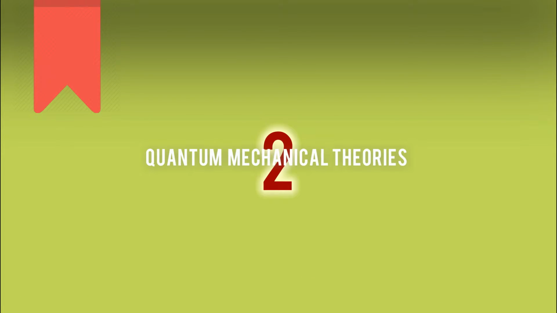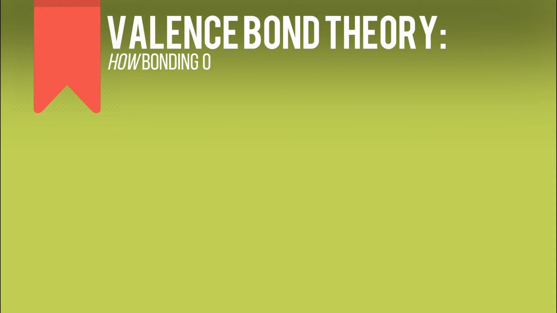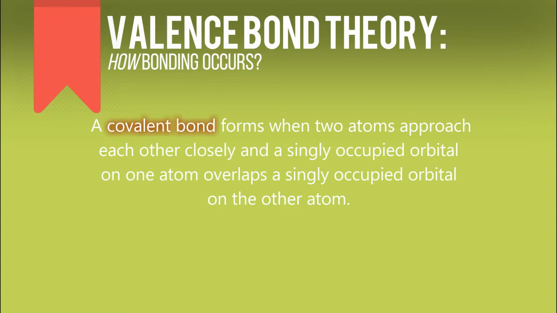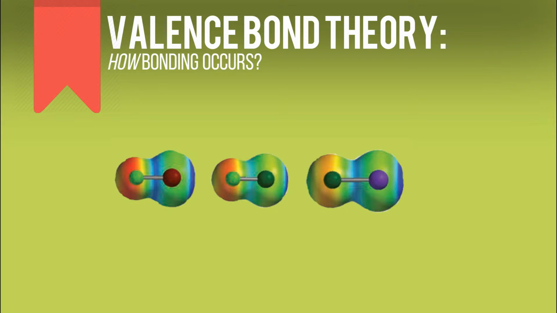There are two quantum mechanical theories used to describe covalent bond formation and the electronic structure of molecules. However, we focus more on valence bond theory, which describes how bonding occurs. According to valence bond theory, a covalent bond forms when two atoms approach each other closely and a singly occupied orbital on one atom overlaps a singly occupied orbital on the other atom. The electrons are now paired in the overlapping orbitals and are attracted to the nuclei of both atoms, thus bonding the atoms together.